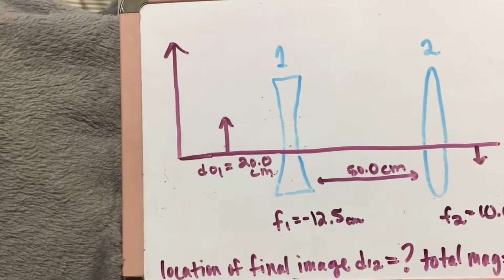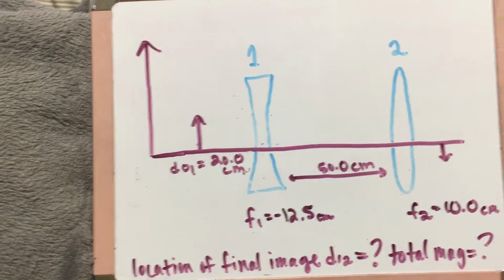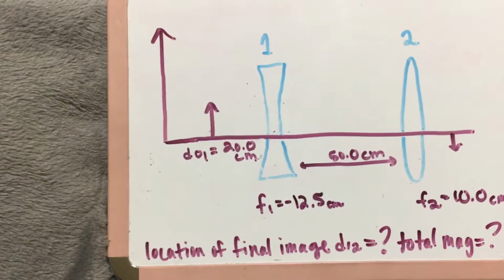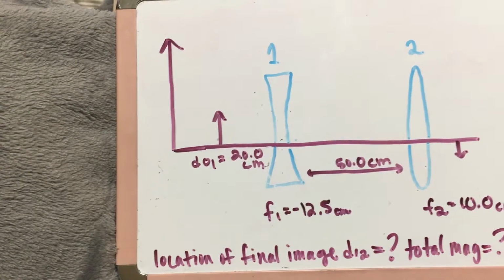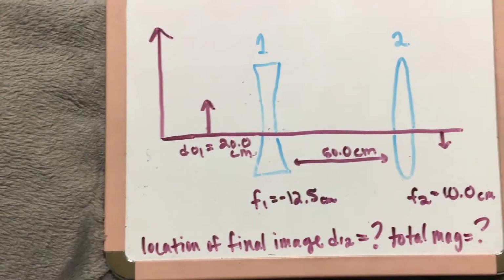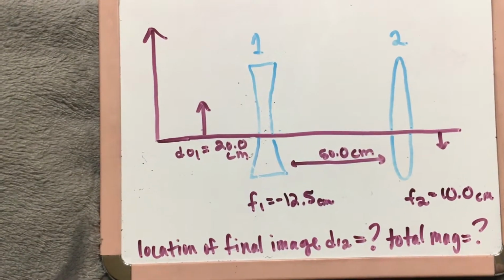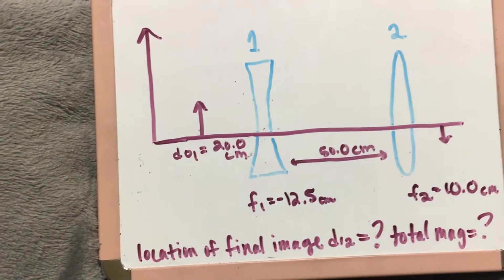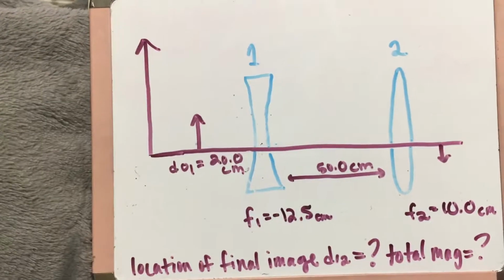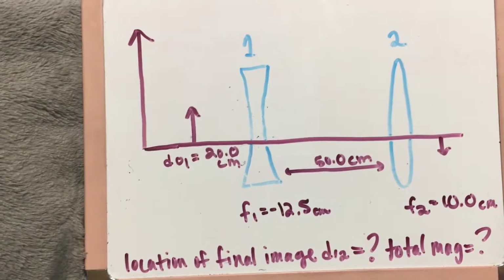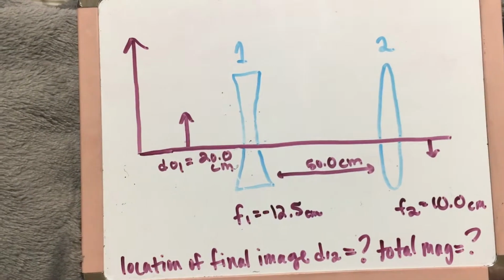What is known is the focal length of lens 1 is negative 12.5 centimeters. The object distance for lens 1 is 20 centimeters. The separation between lenses is 50 centimeters, and the focal length of lens 2 is 10 centimeters. So what we are trying to find is the location of the final image and the total magnification.